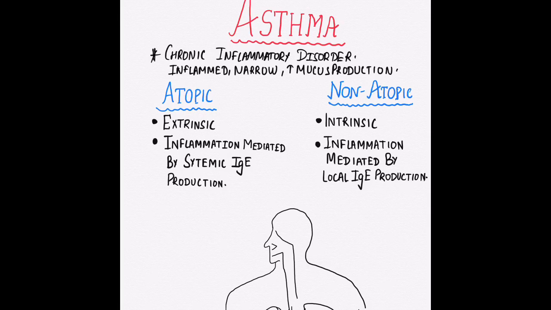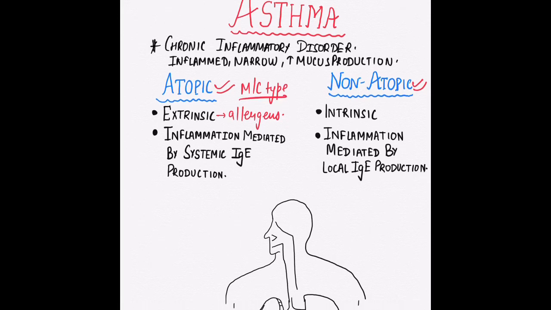Asthma may be atopic or non-atopic. The atopic asthma is an extrinsic asthma, means it is triggered by external environmental factors such as allergens. It is the most common type of asthma. Inflammation of the airways is mediated by systemic production of IgE antibodies.